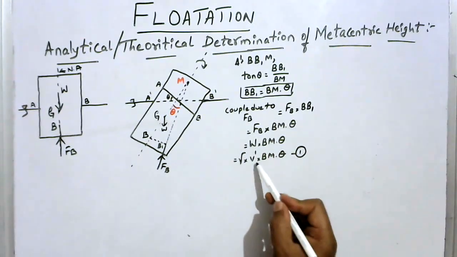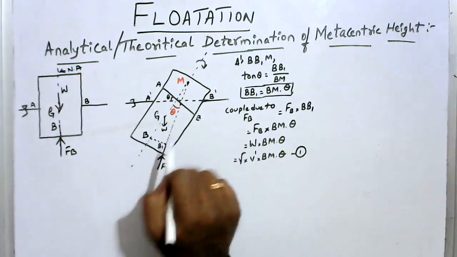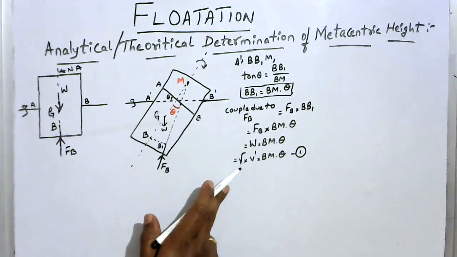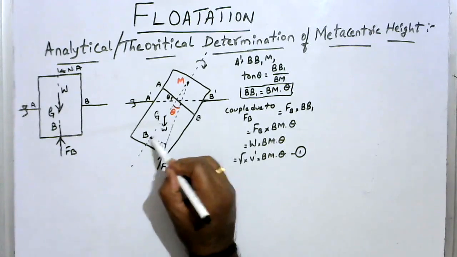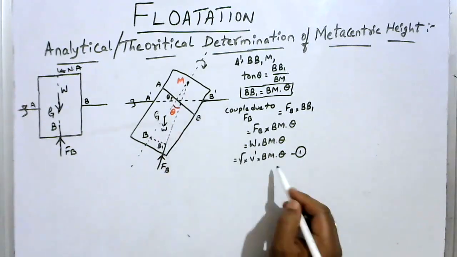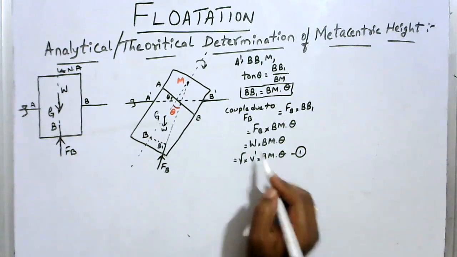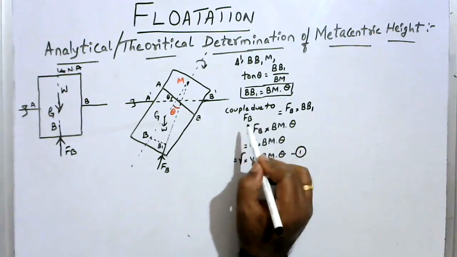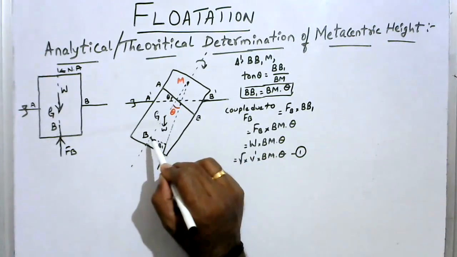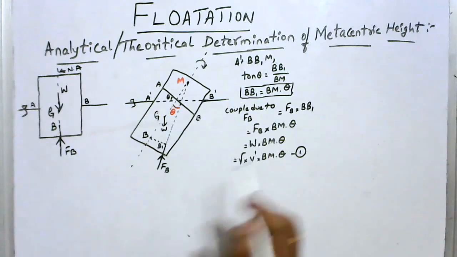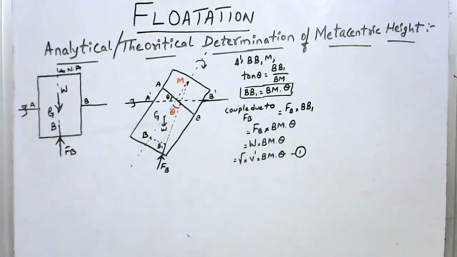So I have used here V dash. V dash indicates the volume of the immersed part of this body. Gamma means density. V dash is the volume of the immersed part. BM is the distance between the center of buoyancy and the metacentre, multiplied by theta, the angle of oscillation. This value is nothing but the couple which is formed due to the shifting of the center of buoyancy from point B to B1, that is the couple due to the force of buoyancy Fb.